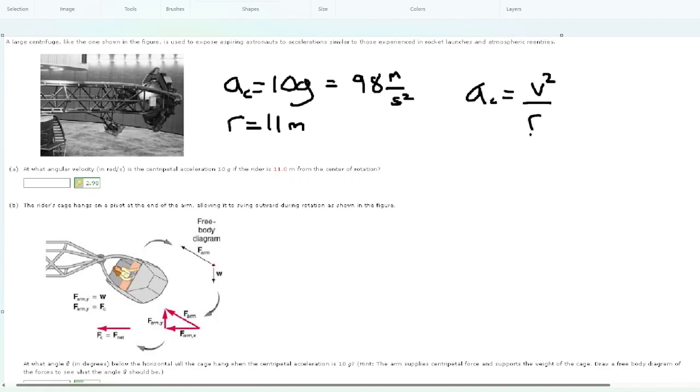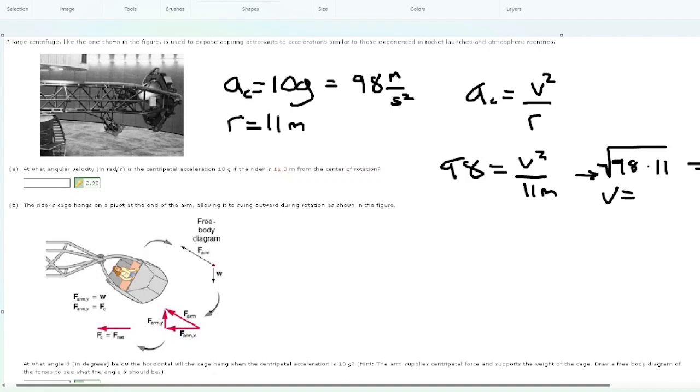Okay, so we have radius and we have centripetal acceleration. Let's see if we can solve for velocity. So 98 is equal to velocity squared over 11 meters. 98 times 11, the square root of that, is going to be equal to the velocity. That is 32.8329, so velocity is equal to 32.833 meters per second.